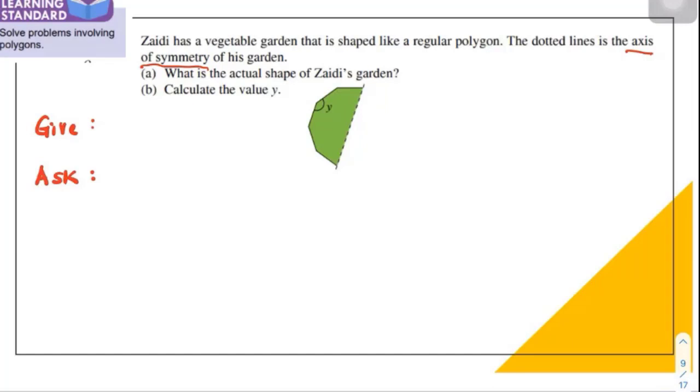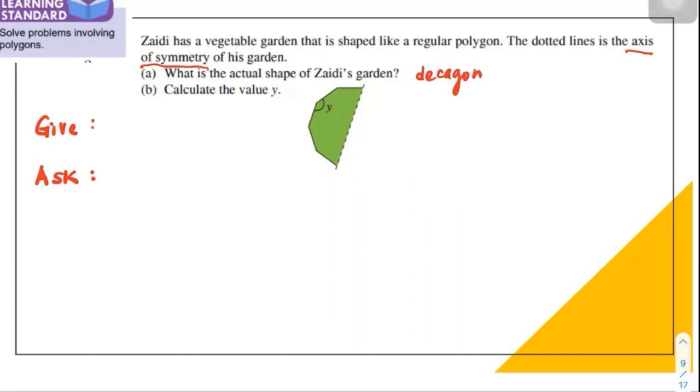Since this half has 5 sides, the other half should be another 5 sides, right? So 5 plus 5 is 10 sides. The polygon name is decagon. It's not octagon, as mentioned just now. Never mind, that's wrong. So for this one, no calculations, just for your knowledge. You can directly give your answer. This is called decagon. Okay, so how to calculate the value of y?